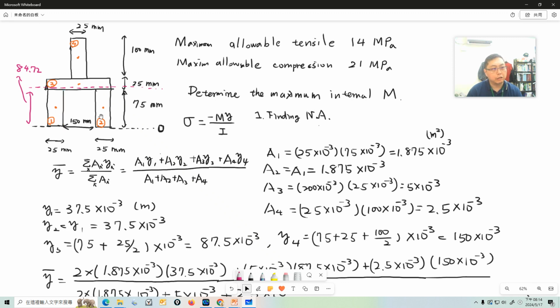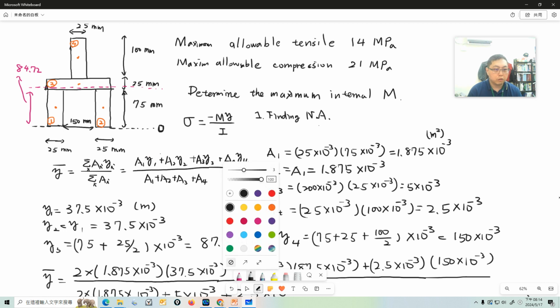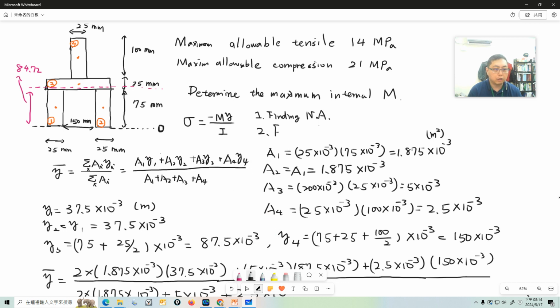If the cross section is symmetric, you can easily find the neutral axis. You don't need to do a calculation if the cross section is symmetric. But right now it's not symmetric, so you have to calculate it yourself. So the first step is to find the neutral axis. The next step is to find the moment of inertia I of the cross section area.